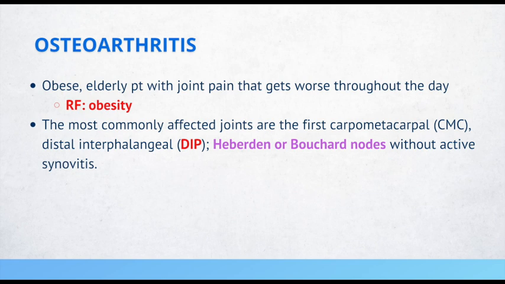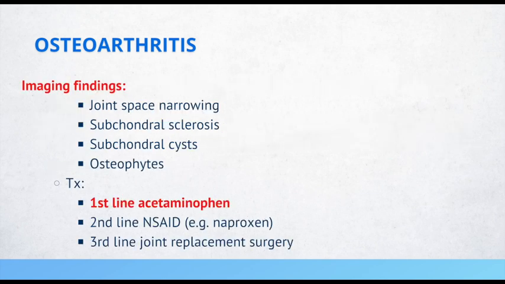Imaging of osteoarthritis may reveal joint space narrowing, subchondral sclerosis, subchondral cysts, and osteophytes. First-line treatment includes acetaminophen, second-line treatment NSAIDs such as naproxen, and third-line treatment is joint replacement surgery.